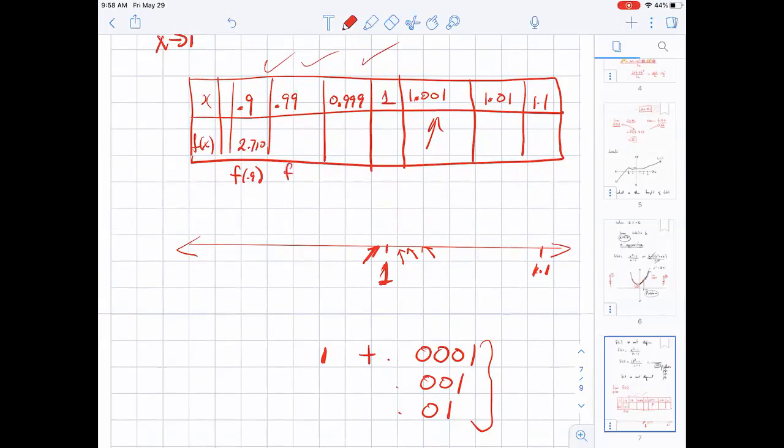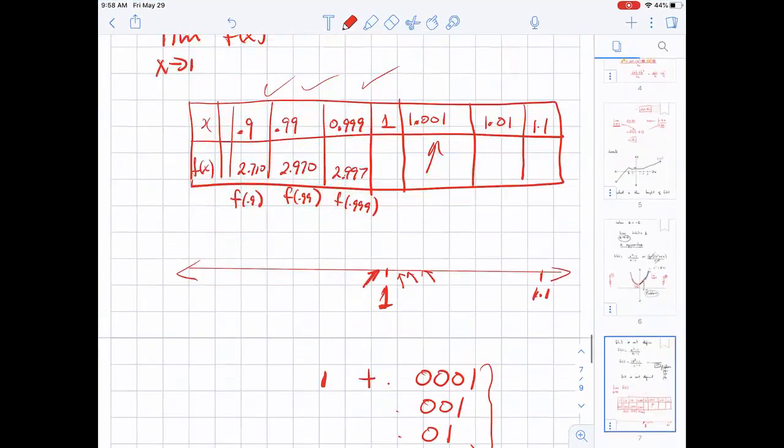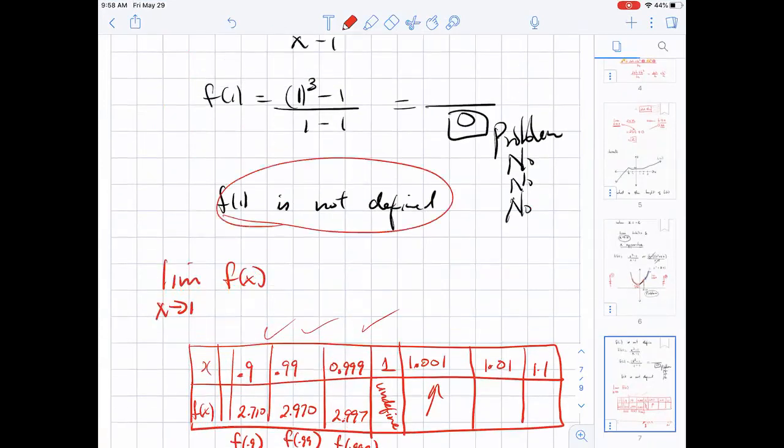2.710. What is f of 0.99? The answer is 2.970. What is f of 0.999? The answer is 2.997. f of 1 is undefined. We knew that. Okay, let me write it properly. Undefined, right? How do we know that? Because we got that from here. It is undefined.